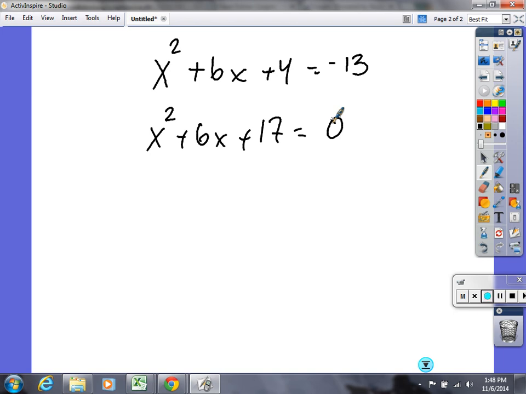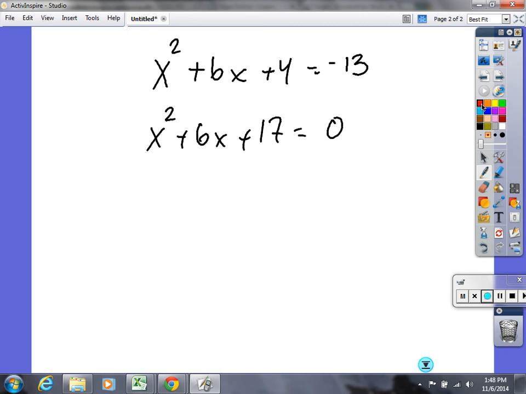Okay. So then I say to myself, what do I need to do? First off, I know this would not factor. Why would this not factor? Factors of 17 are 1 and 17. Do they add to be 6? Could I complete the square with this? I could, because it's an even number. That's not too hard.